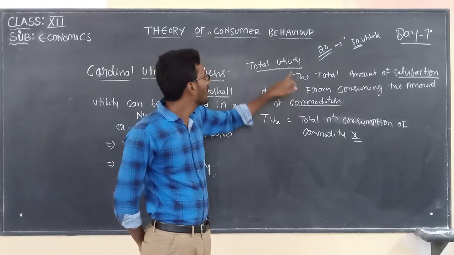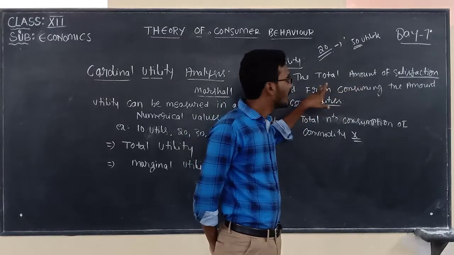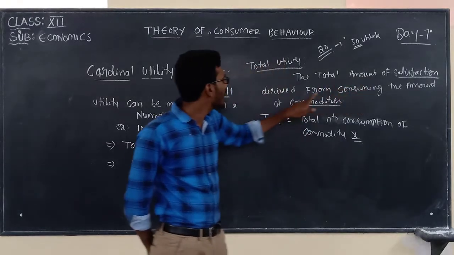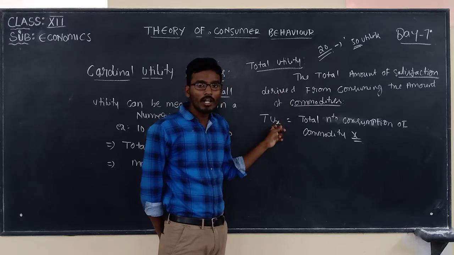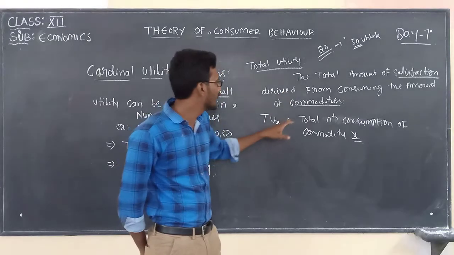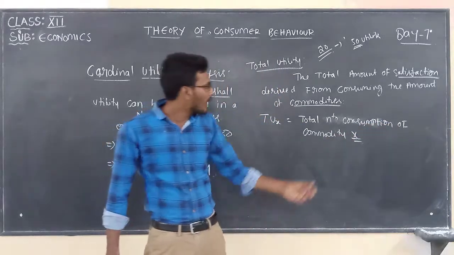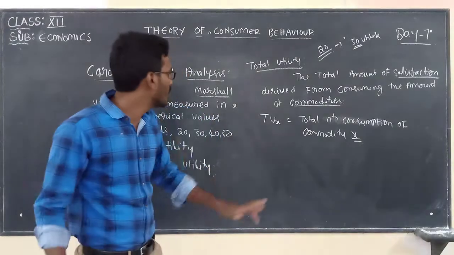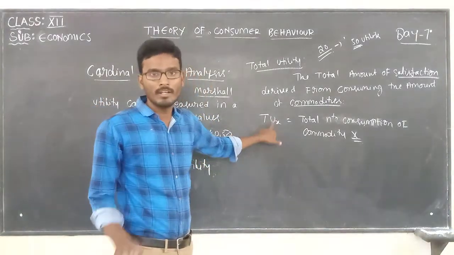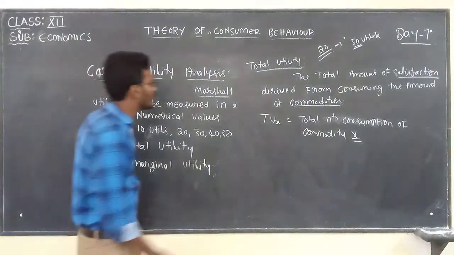See, you are clear, right? Total utility is nothing but the total amount of satisfaction derived from consuming the amount of commodities. Total utility of product X is the total nth consumption of a commodity X. Means commodity X you consumed n number of times, that is known as total utility. So now the second important concept, that is marginal utility.